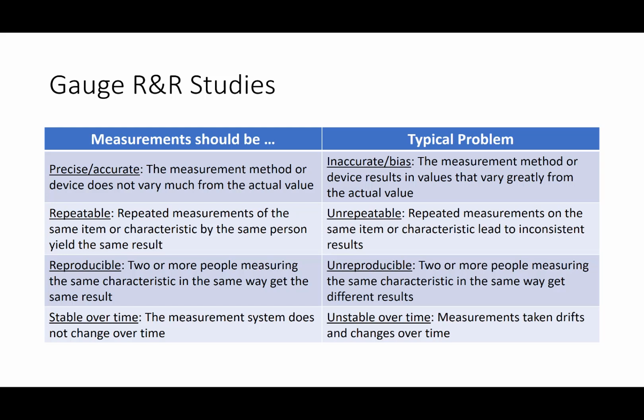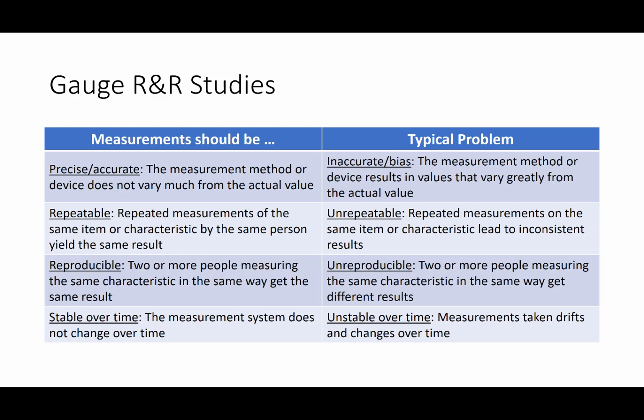Measurement should be repeatable in that the repeated measurements of the same item or characteristic by the same person would yield the same result. In reality, the typical problem is that they're not, and that repeated measurements on the same item or characteristic lead to inconsistent results. They should be reproducible, so that two or more people measuring the same characteristic and using the same methods should get the same result. The typical problem there is that that is not the case, and that multiple people measuring the same characteristic in the same way will not get the same results.